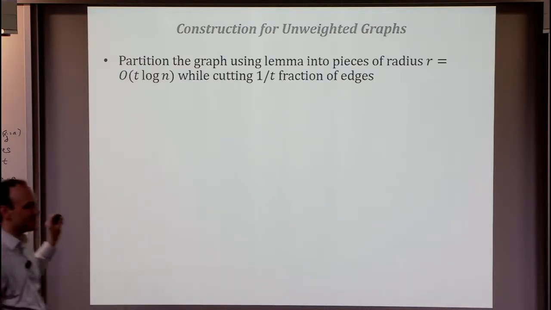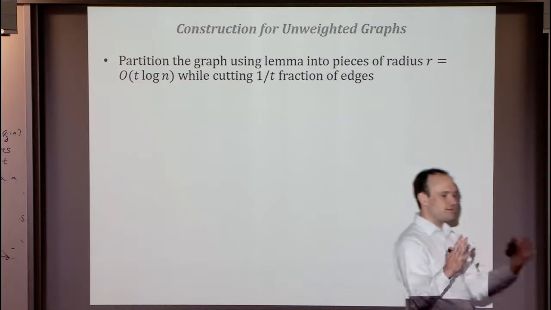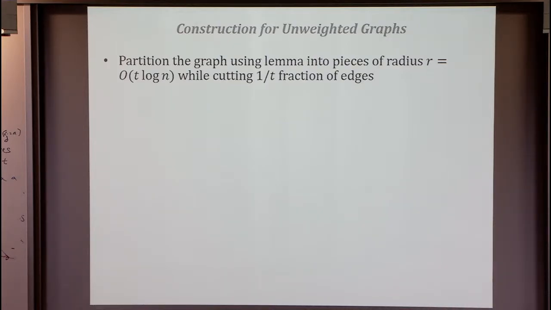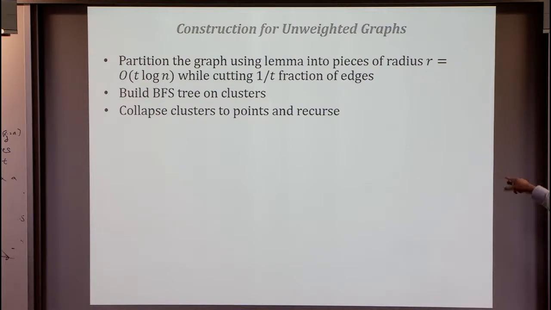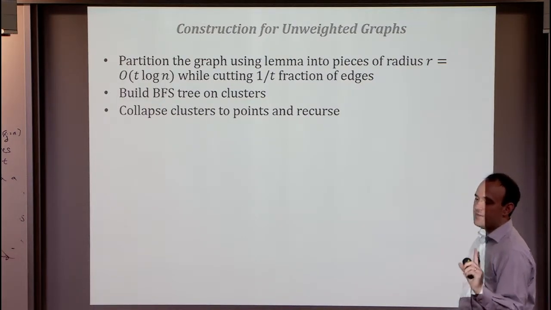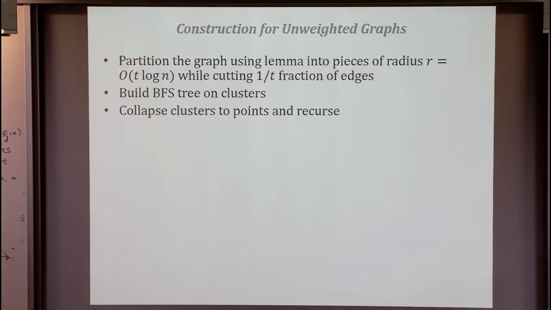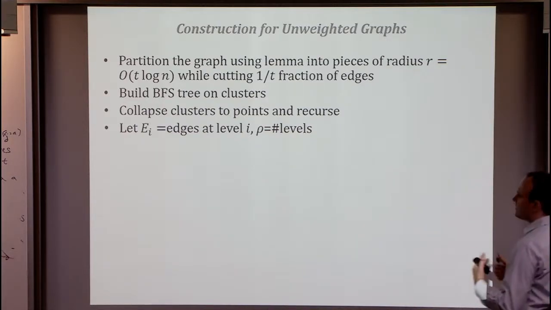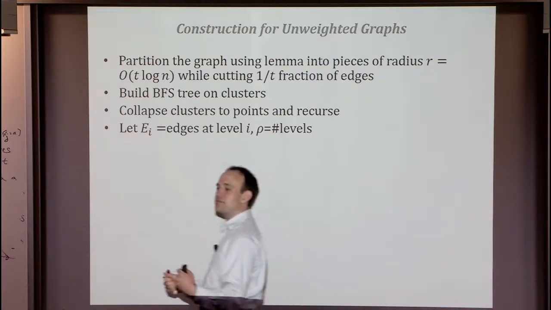So the construction is now just going to take this low diameter clustering thing and just use it inside a recursion. So we'll partition our graph into these promised size pieces, and then we're going to build the BFS tree and collapse them to a point. That gives us a new graph and we recurse. And my claim is if we set our parameters right, this will be a low stretch spanning tree. So the reason for it is as follows. What we're going to do is we're going to look at how much an edge, how stretched an edge is as a function of what level it gets collapsed on.